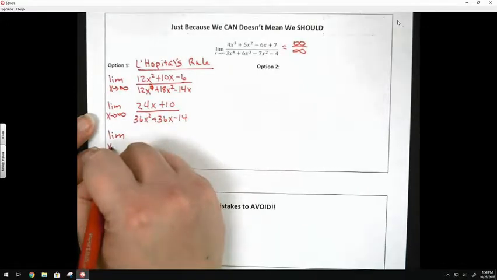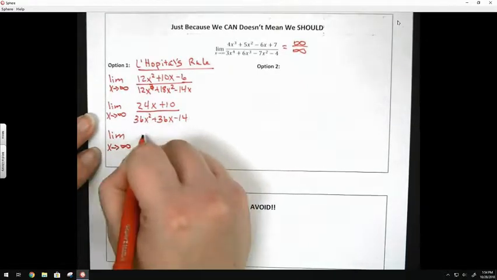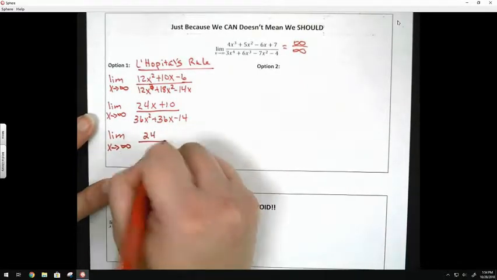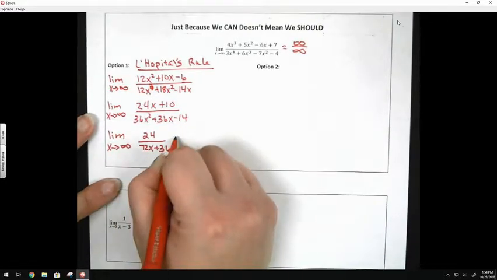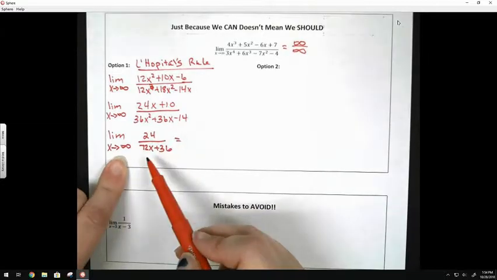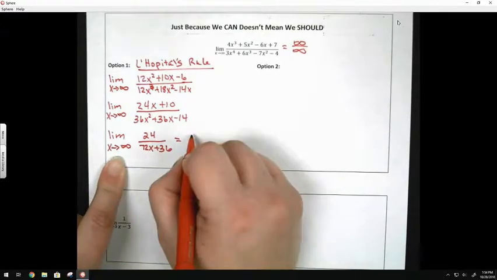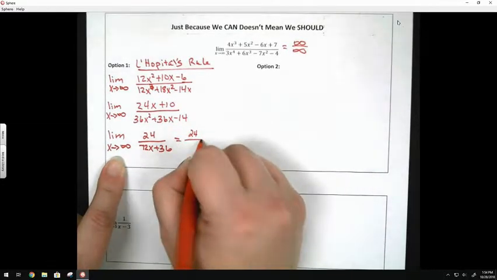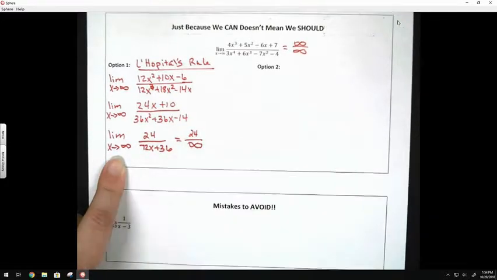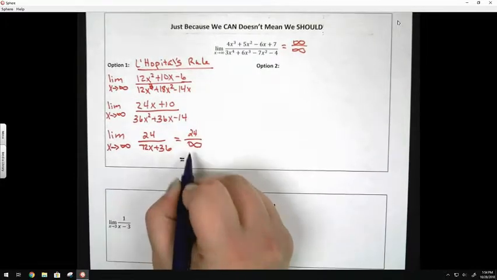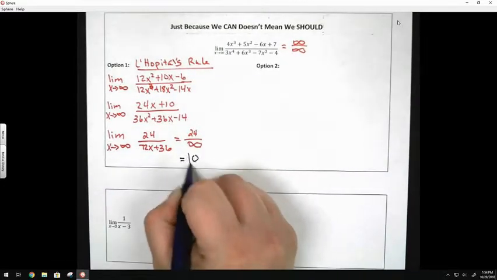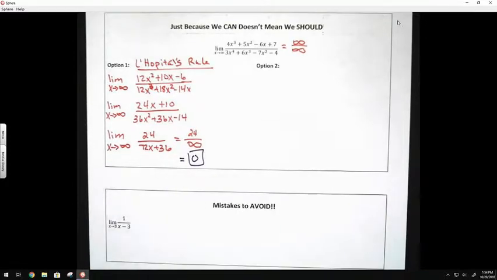The limit as x approaches infinity of 24 over 72x plus 36. Well, now at least, if I plug in infinity, I'd have 24 over infinity, which, if we think back to our limits chapter, we know that 24 divided by a super, super big number is actually going to give us 0. So we get that the limit is 0, which is good.